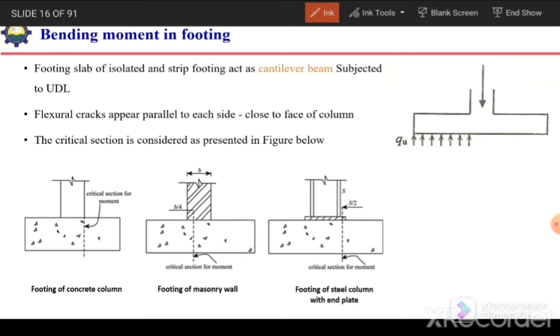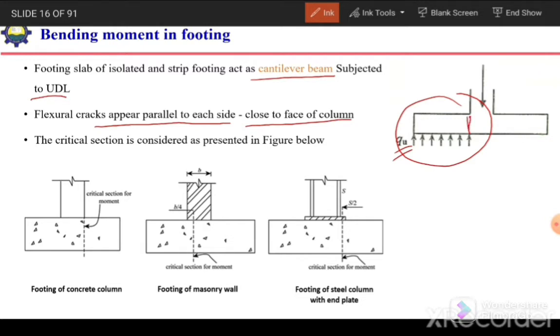Okay, next is bending moment in footing. To ensure safety against the bending moment, we need to play with the thickness as well as with the reinforcement, or we need to provide the reinforcement in the footing. The footing slab of an isolated or strip footing acts as a cantilever beam subjected to a uniformly distributed load. So this slab will be considered as a cantilever beam subjected to a uniformly distributed load. Flexural cracks appear parallel to each side of the column close to the face of the column. So the critical section will be close to the face of the column.